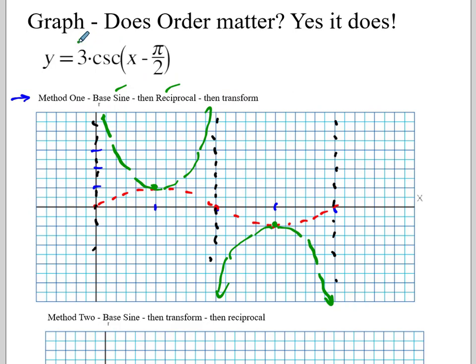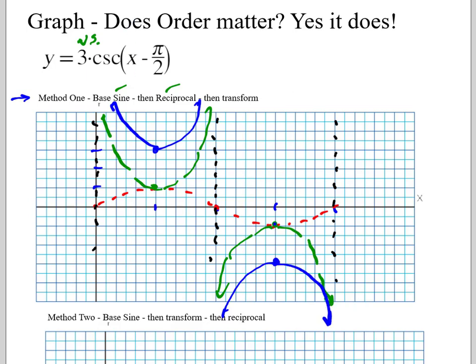So now this is a vertical stretch out front, so I need to multiply the y values by 3. So if I take this y value here and I multiply it by 3, it goes from 1 to 3. And so my graph stays just like that. This one goes from -1 to -3. And we don't really have to keep track of all the big numbers, just the key points.